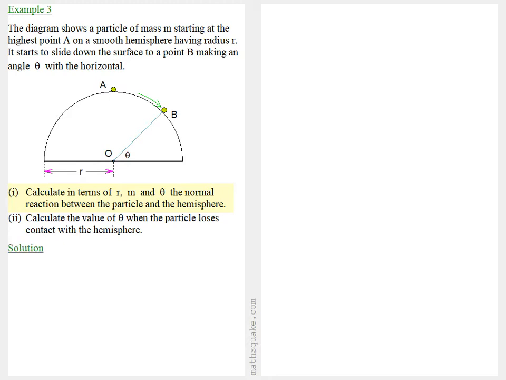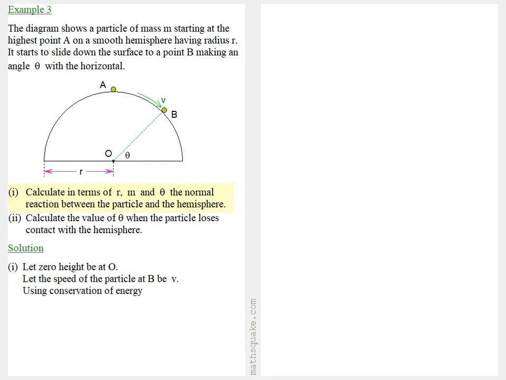Well, to solve this, we'll use the conservation of energy. Now, because the hemisphere is smooth, no energy will be lost. But we need to choose a zero height for the potential energy. So let the zero height be at the point O. Now let the speed of the particle at B be v.